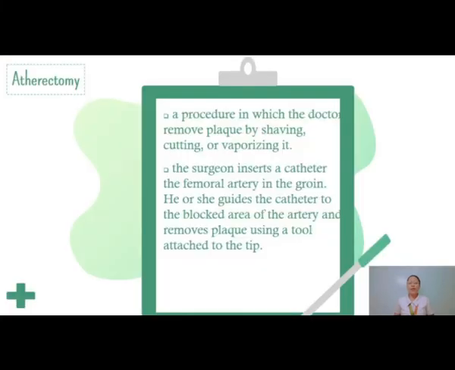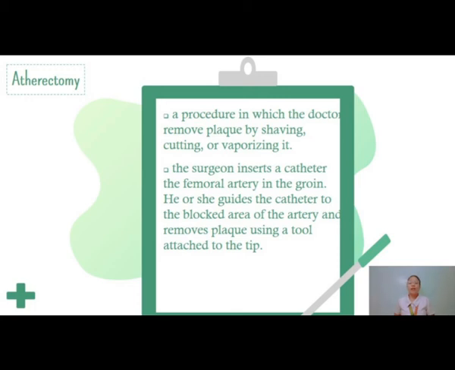So first we have the atherectomy. If the patient has a severe artery blockage, doctors may recommend an atherectomy, a procedure in which the doctor removes the plaque, a waxy substance composed of fat, cholesterol, and calcium, by shaving, cutting, or vaporizing it. During the atherectomy, the surgeon inserts a catheter, which is a thin hollow tube, into the femoral artery in the groin. Then he or she guides the catheter to the blocked area of the artery and removes the plaque using a tool attached to the tip.